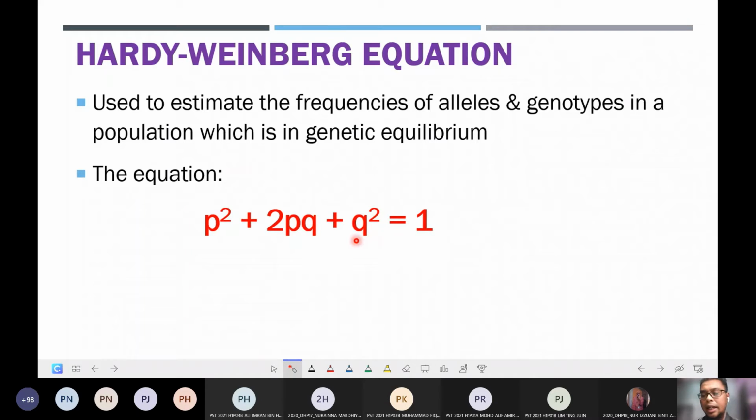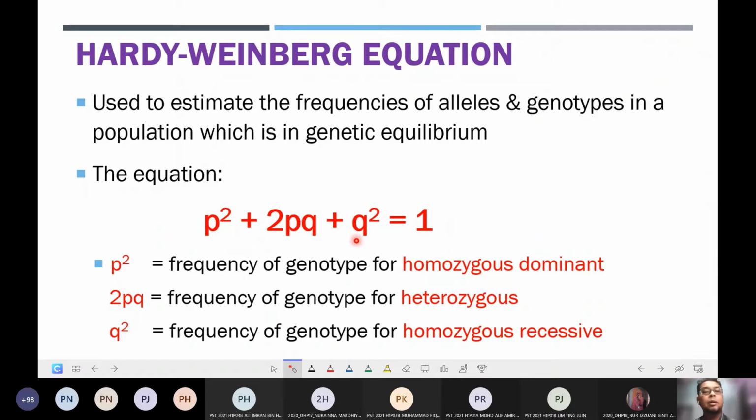Okay, so sila ingat ini. In which p squared, p kecil kuasa 2, is referring to the frequency of genotype. Just now, earlier we have talked about the frequency of allele. Now we are talking about the frequency of genotype. Semua ni adalah frequency of genotype. But for the p squared, it is referring to the frequency of genotype for the homozygous dominant individuals.